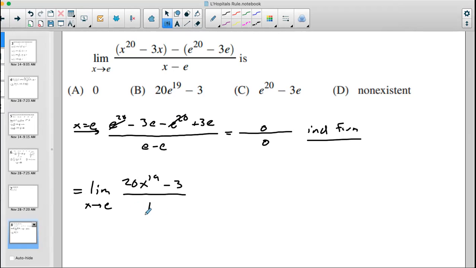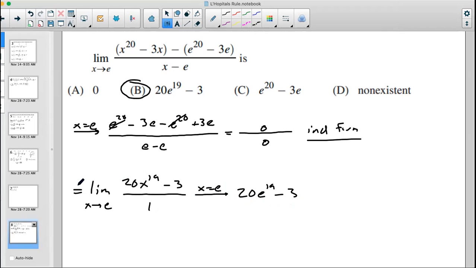And this tells me right away, that 1 there, that I'm done with L'Hopital's rule, because the bottom is no longer either 0 or infinity. Plug in x equals e, and I get 20e to the 19th minus 3 over 1, which is just this. And so the answer is B.